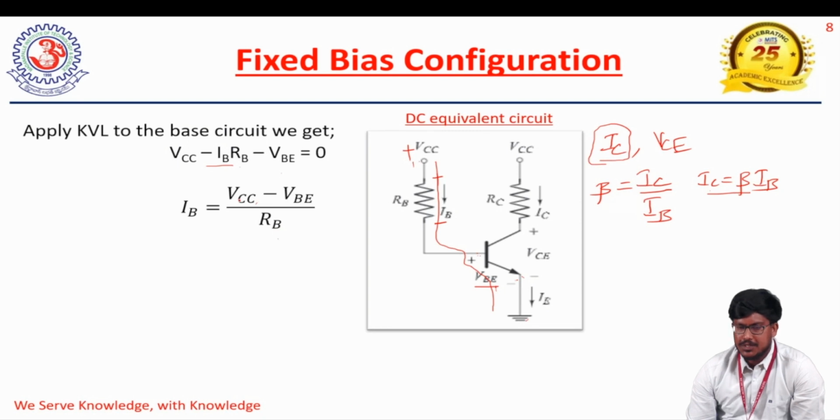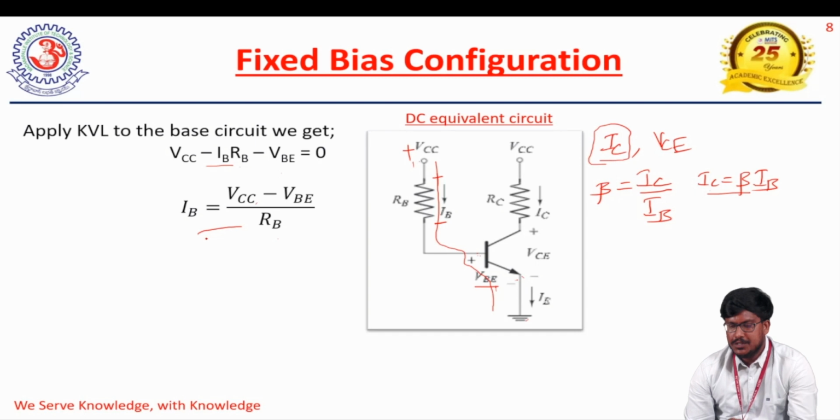So this VCC indicates the supply voltage. This VBE represents the base to emitter junction voltage drop. This base to emitter junction voltage drop is based on the type of transistor we use. If it is made up of silicon, normally we take it as 0.7 volts. If it is made up of germanium, we consider it as 0.3 volts. And RB represents the base resistance. So this is the equation to obtain the base current.